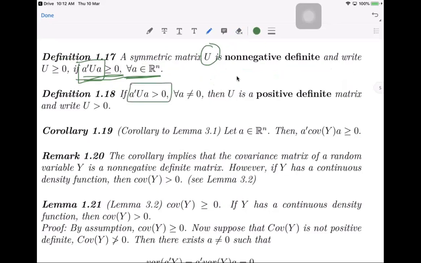Also, if you can find an A not all equal to 0 and you pre-multiply by U, and what you get is positive, then U is positive definite, and we write it in this manner. So U greater than 0 is read that U is positive definite, and this is read that U is non-negative definite.